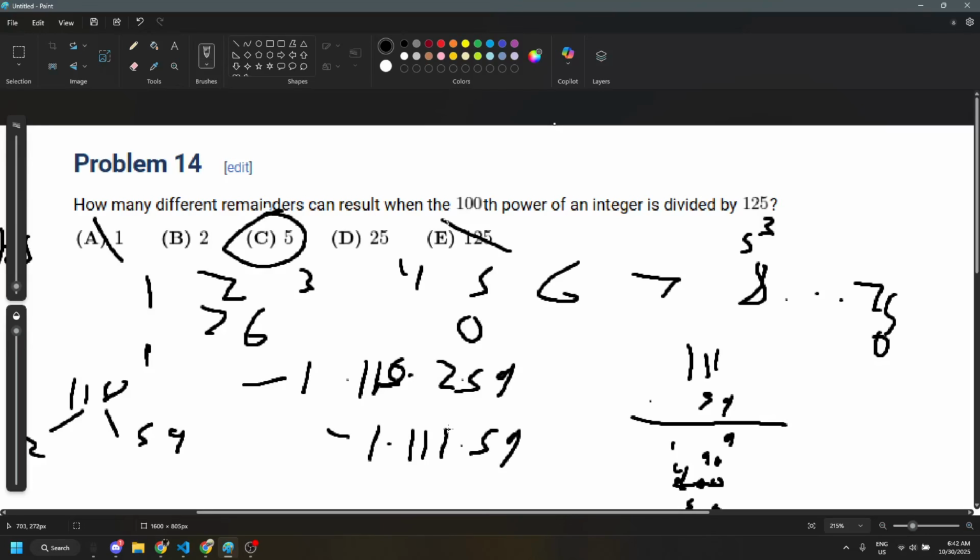Euler's theorem states that a to the phi of n is congruent to 1 mod n, where phi of n is Euler's totient function, which counts the number of positive integers x such that 1 is less than or equal to x is less than or equal to n, and GCD of x and n is equal to 1. Note that this only works for positive integer a such that GCD of a and n equals 1. So only for relatively prime numbers.